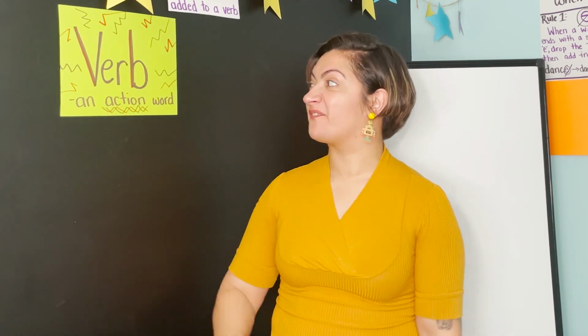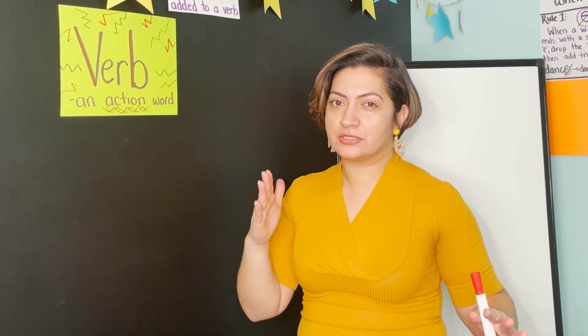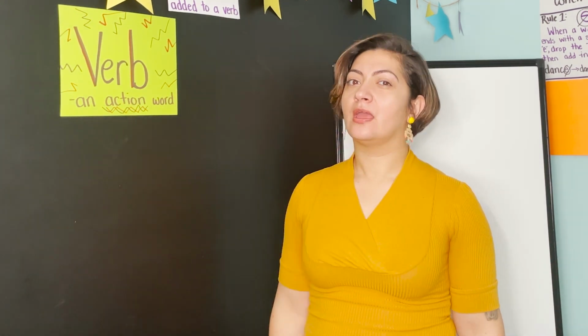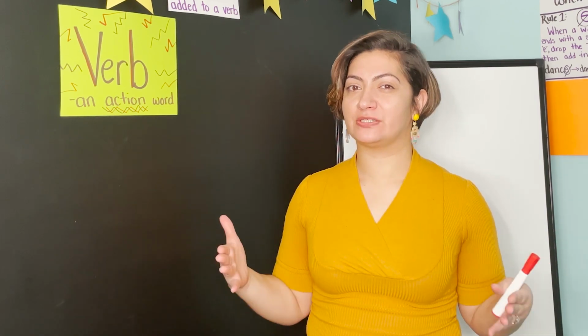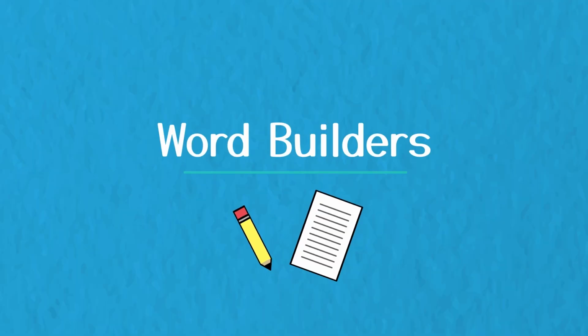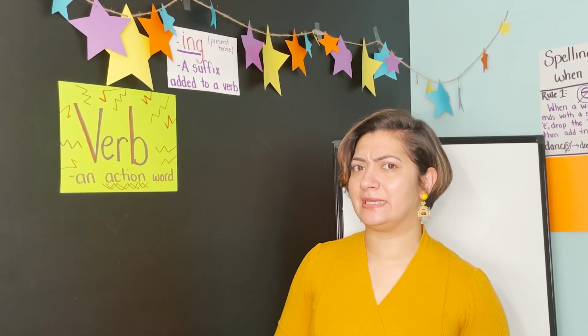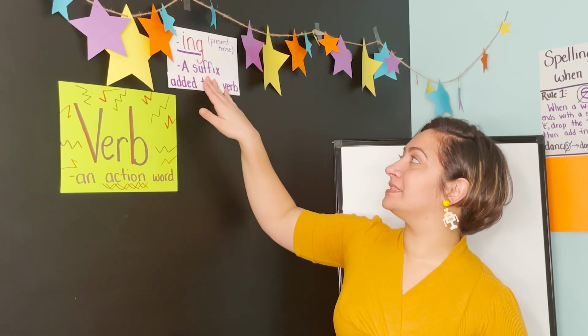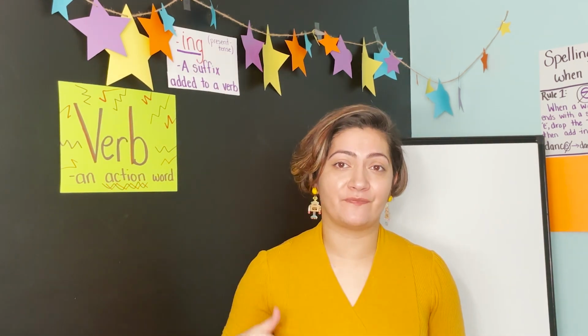We are going to have base words that are verbs, action words, things that we can do. We're going to have those words as base words, and we are going to add ing. Ing represents the sound ing. Can you say ing? Nice. So ing is a suffix that will be added to the end of a verb today.